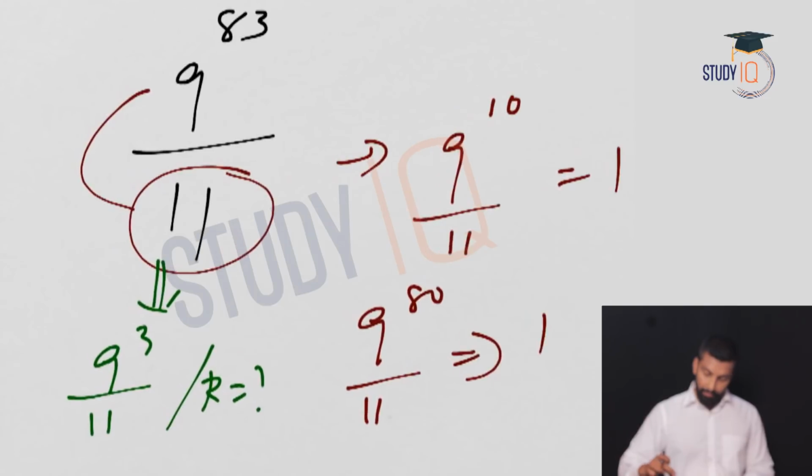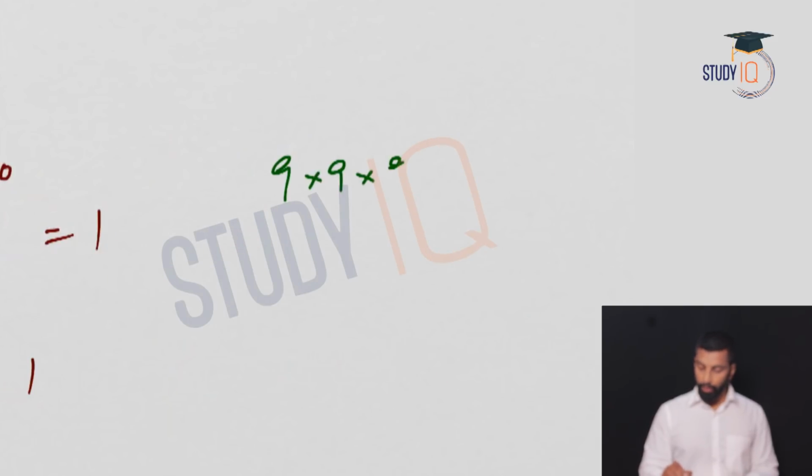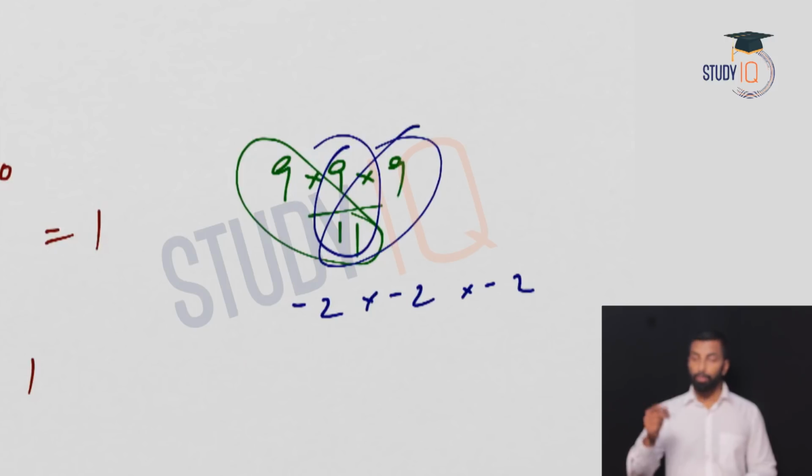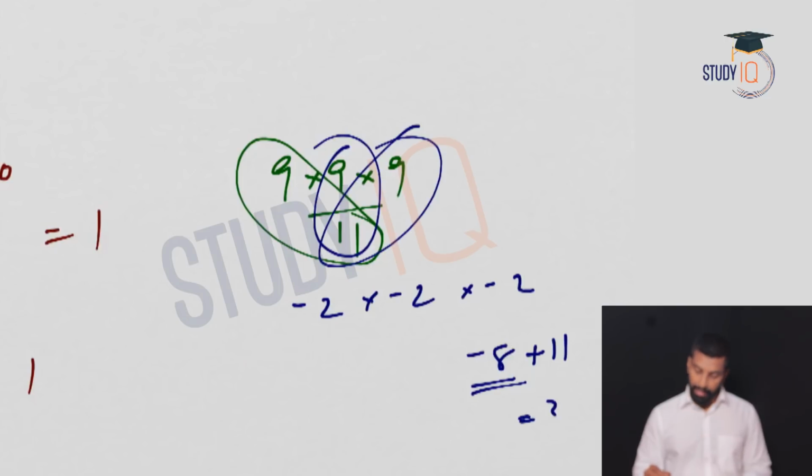So then what is your answer? 9 into 9 by 11. So you can do this minus 2, you do this minus 2, you do this minus 2. So minus 2 raised to 3 means minus 8. Can the remainder be negative? So add the denominator. You get 3 as the answer.